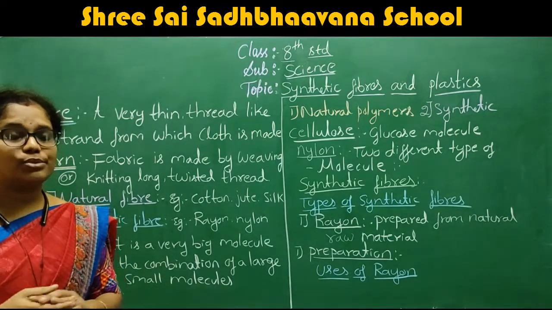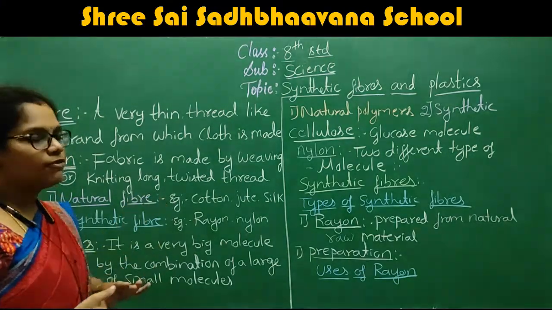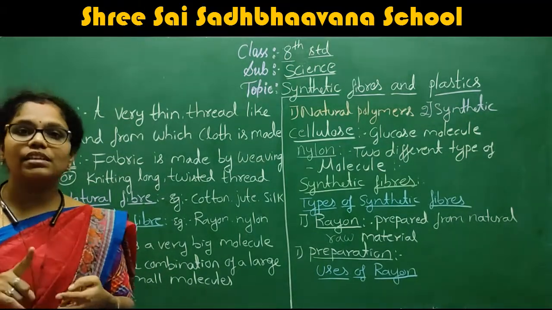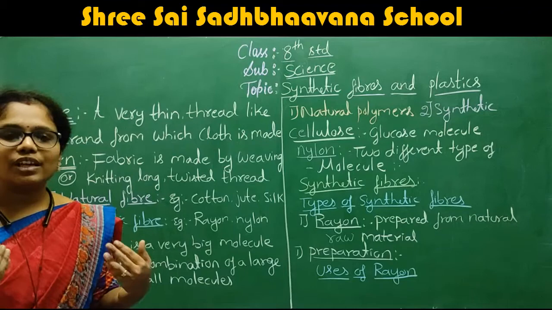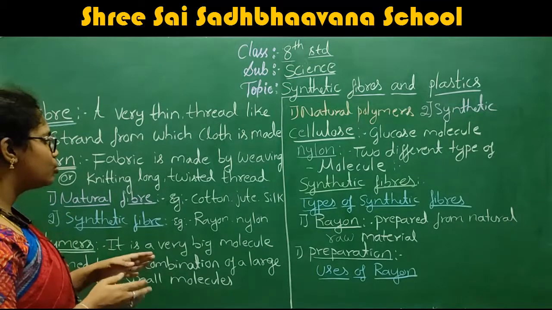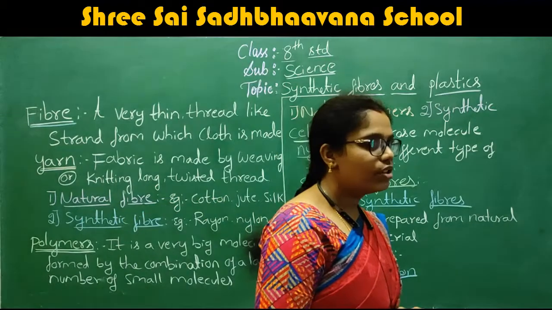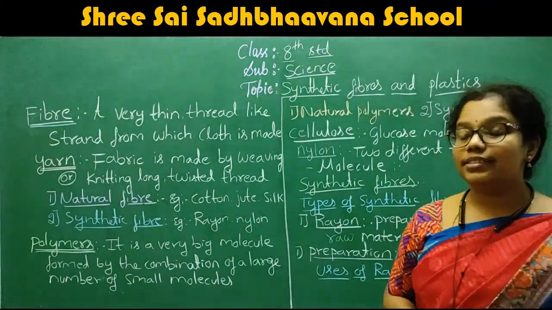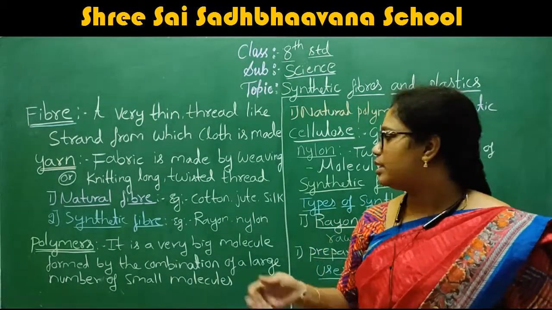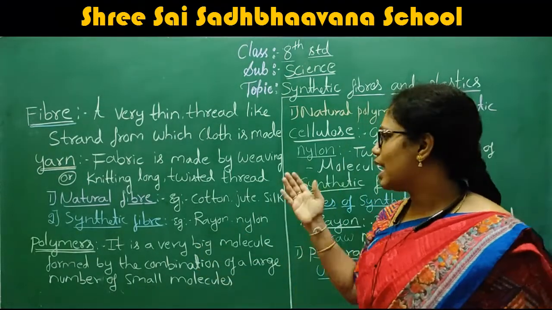Examples? You can give so many examples of natural fibers. The best examples of natural fibers are cotton, jute, silk, and wool. These are some of the important natural fibers. First of all, what are natural fibers? The fibers which are obtained from nature. Examples: cotton, jute, silk, wool. Those are the best examples for natural fibers.